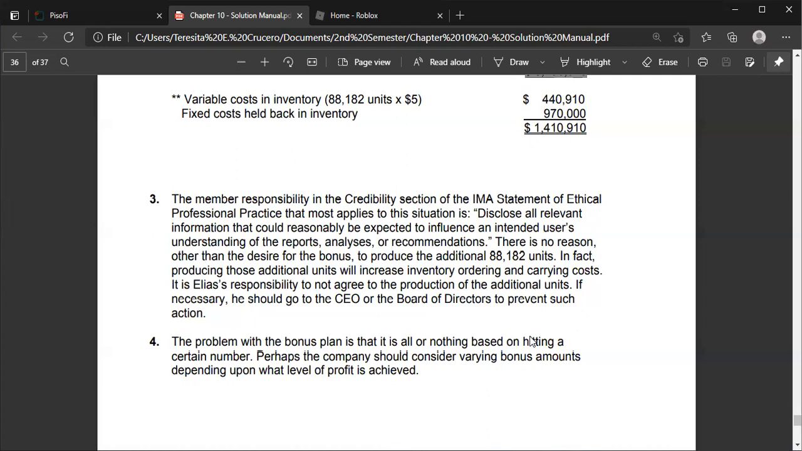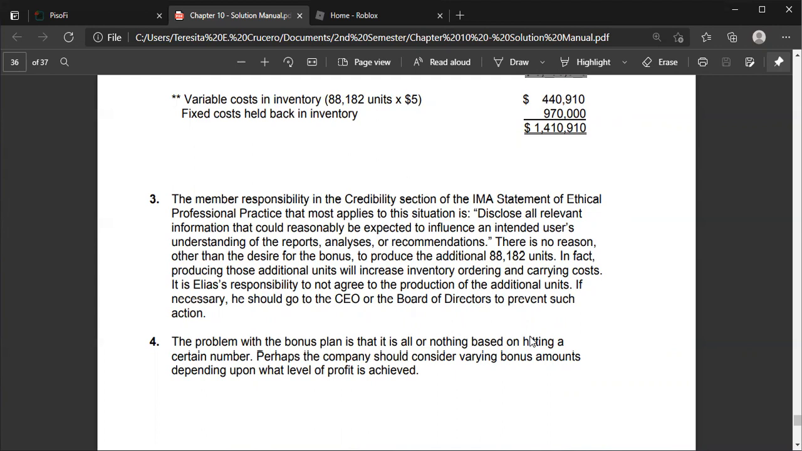There's no reason other than the desire for the bonus to produce the additional 88,182 units. In fact, producing those additional units will increase inventory, with inventory costs like ordering and carrying cost. It's the responsibility of Elias to not agree to the production of the additional units. If necessary, he should go to the CEO or the board of directors to prevent such action.